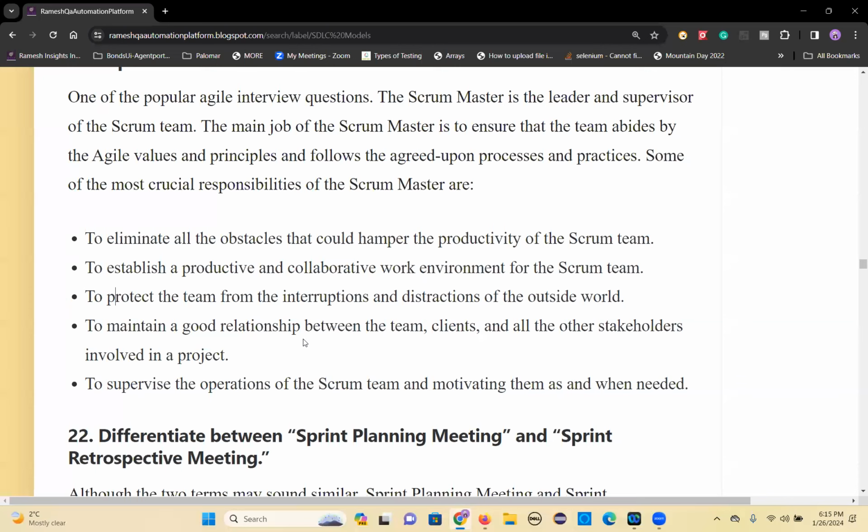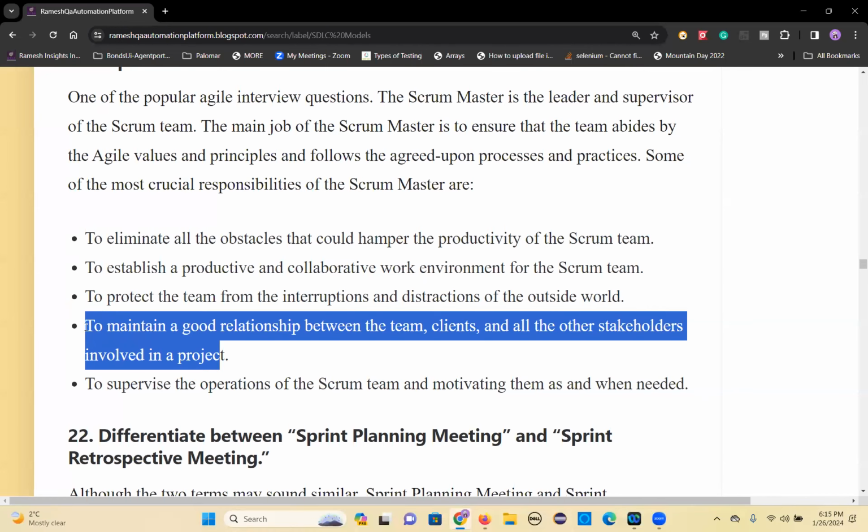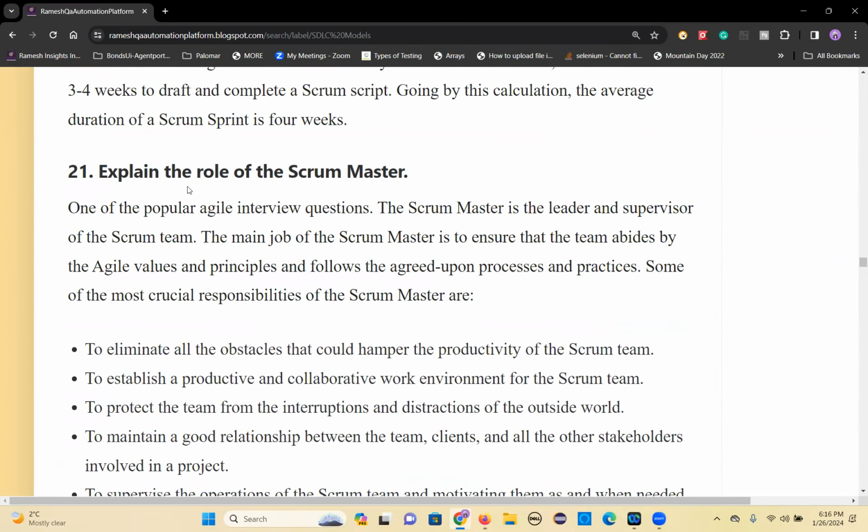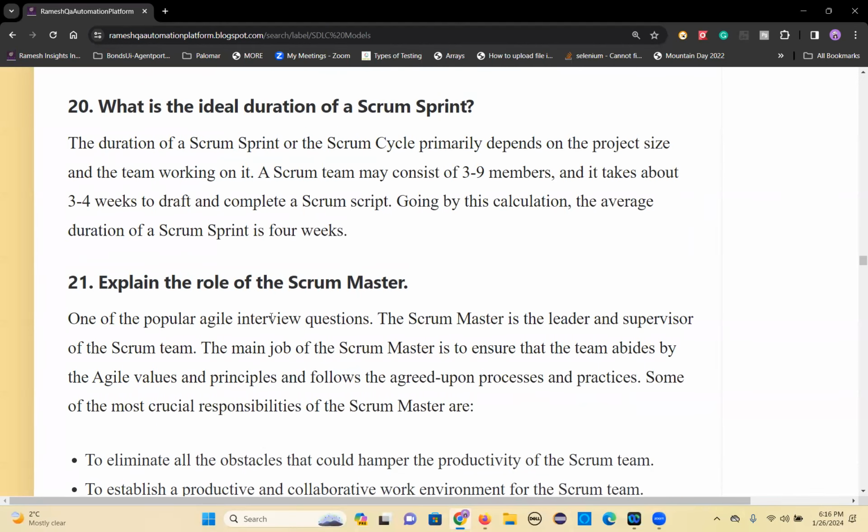And to maintain a good relationship between the team, clients, and all other stakeholders, he will build good rapport between all the stakeholders of the project. And to supervise the operations of the Scrum team and motivate them as and when required. So those are the Scrum Master's roles and responsibilities. Any questions?